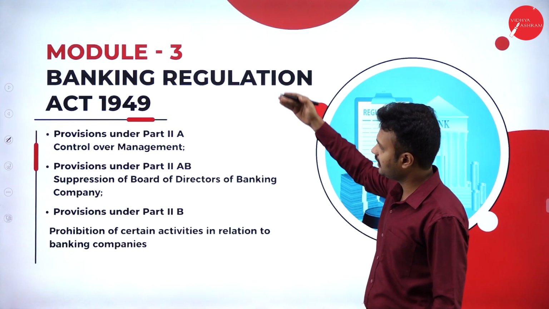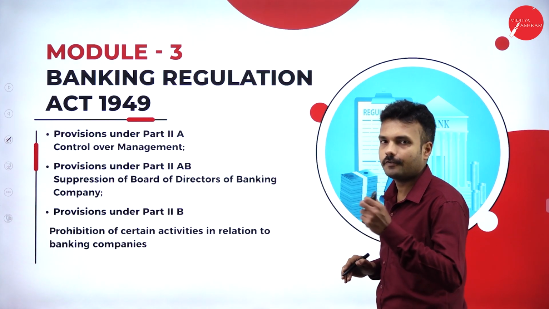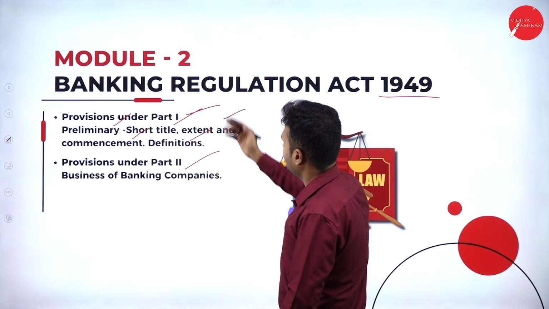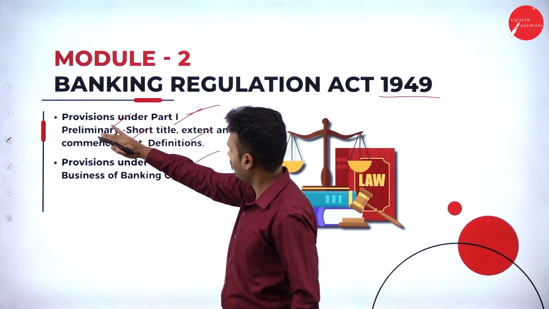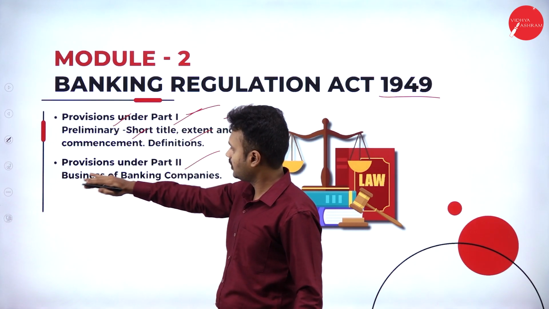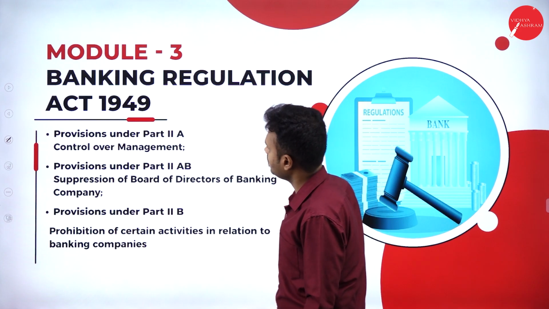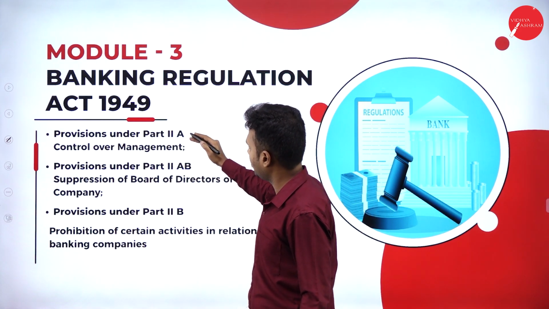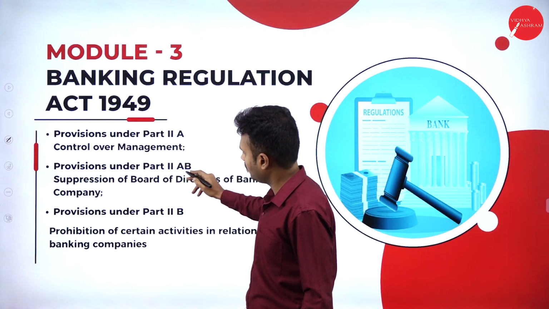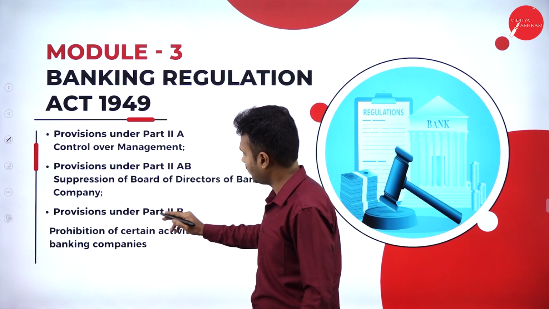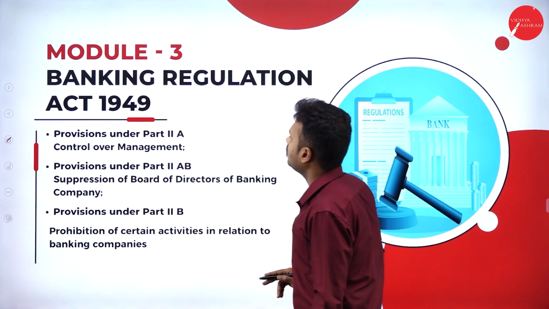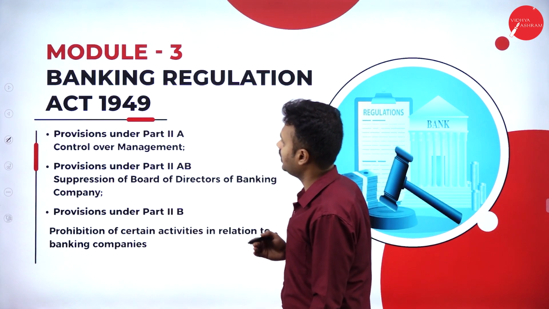This Unit 3 is the continuation of Unit 2. In Unit 2, we studied the provisions under Part 1 and Part 2. In Unit 3, we are going to study the provisions under Part 2A, Part 2AB, and Part 2B. So these are the contents of Unit 3.